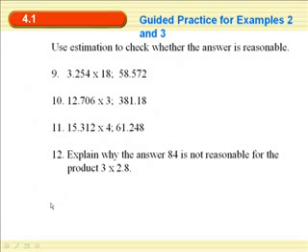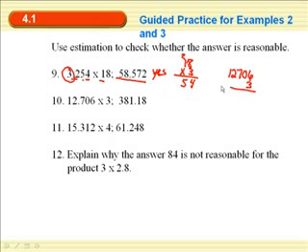Okay, number 4, use estimation to check whether the answer is reasonable. This is the answer they're giving us. So we're going to round these and check. So 3.254 is really close, rounds to 3. So let's take 18 times 3 and see if that answer is reasonable. 58 is really close to 54. So we're going to say yes, it's reasonable.